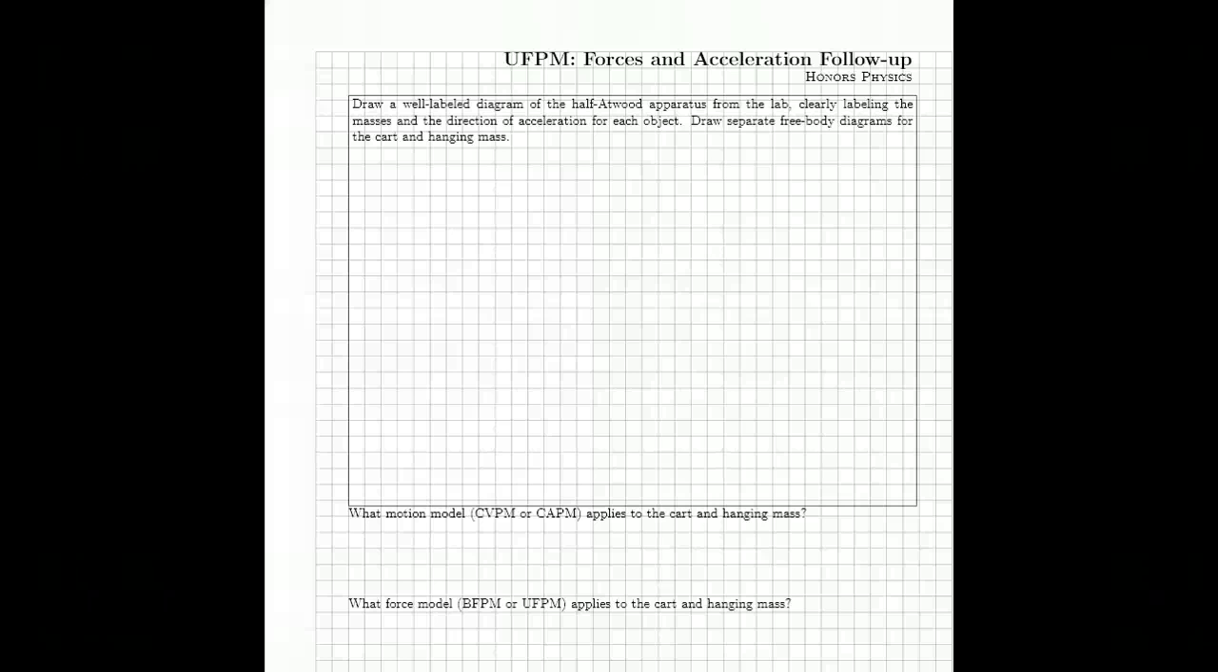Okay, we're looking at the forces and acceleration follow-up. First, we're trying to draw a diagram of the apparatus from the lab. Okay, so we had a cart. There's a force sensor on the cart, and that string ran over to a mass. I'll call that little m. I'll call this one big M. That's the mass for the cart and the force sensor together.